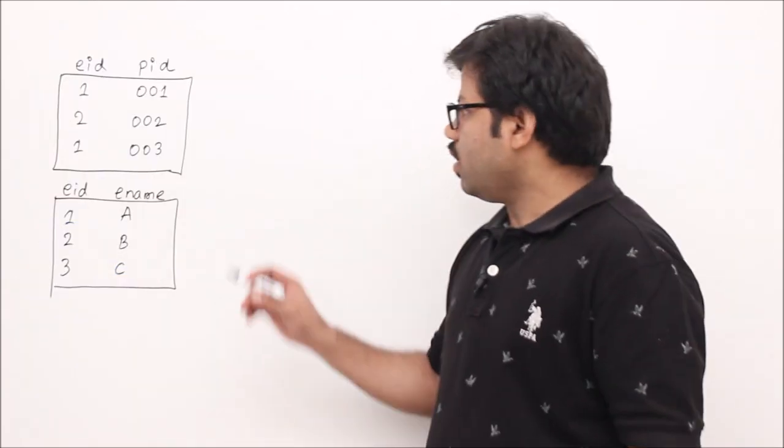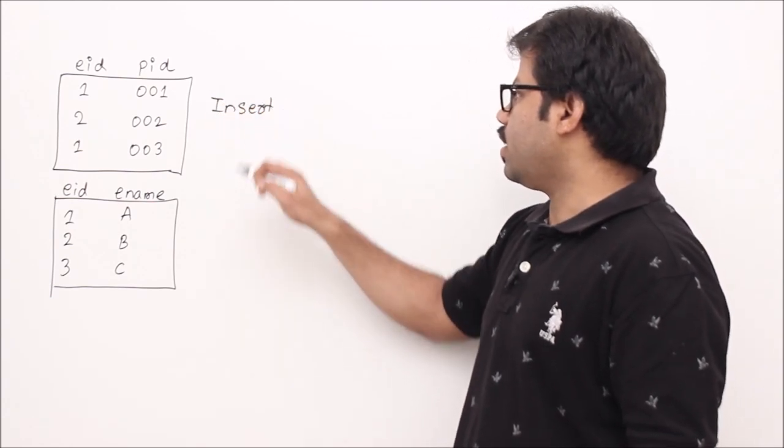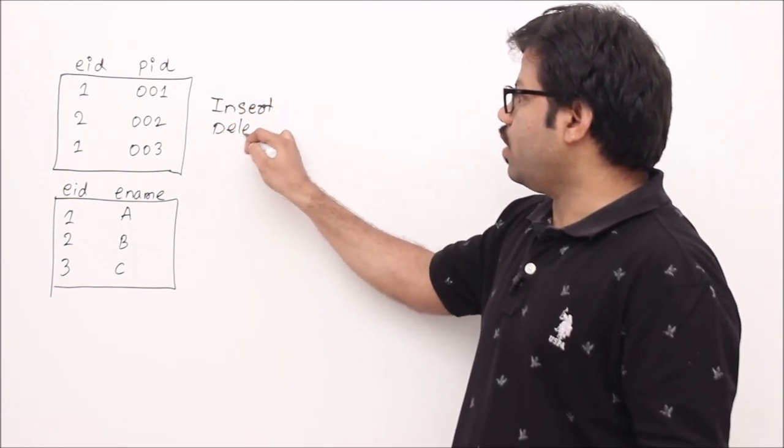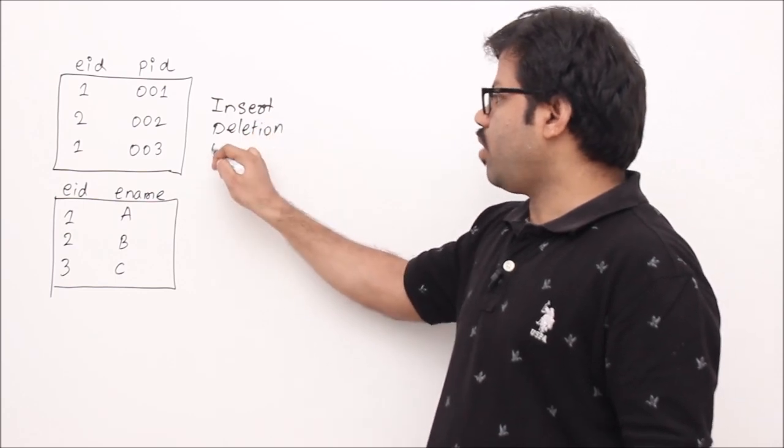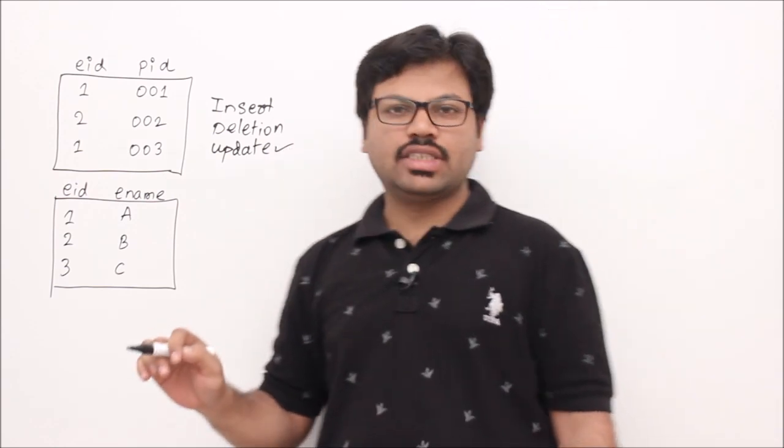Now we'll see one more thing. So far we have seen how to do insertions when there is a foreign key condition, and how to do deletions. But how to do updations? Sometimes we do updations in the table, correct? So how do updations work in the presence of a foreign key?